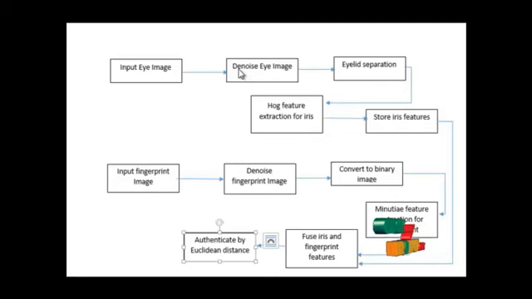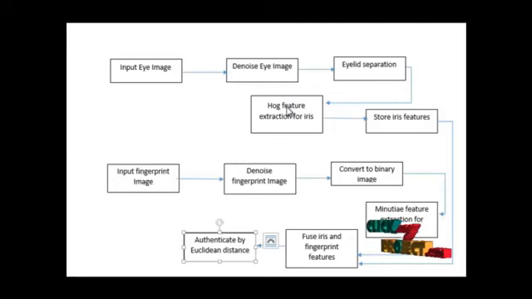The median filter calculates the median value as a thresholding value, and then removes the pixel values based on the median value. Then it performs eyelid separation. Eyelid separation is the process of calculating the eyelid point, then cropping out the eyelid from the given eye image. Then the cropped eye image is used for further processing. The HOG feature is extracted for the eyelid.